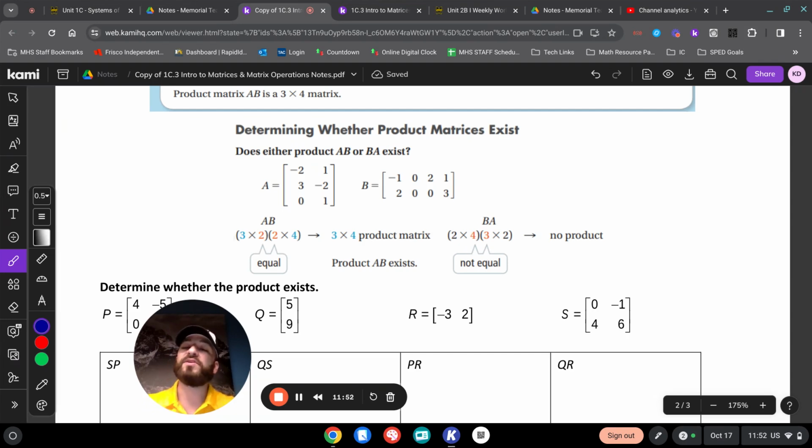Okay, but vice versa, if I did matrix B times matrix A, so like I said, order is important with matrix multiplication, then it would be a 2 by 4 times a 3 by 2, the 4 and that 3, so 4 columns on matrix B and 3 rows on matrix A. That is not equal, which means I would not have a resultant product matrix. So I have to have that same number of columns on the first matrix and rows on the second matrix to actually get that product to exist.